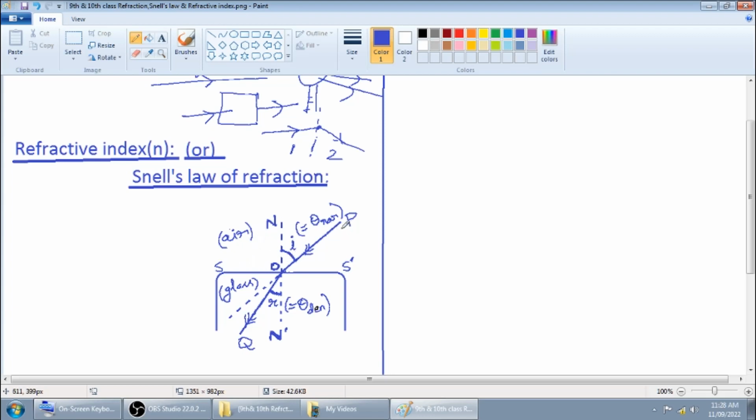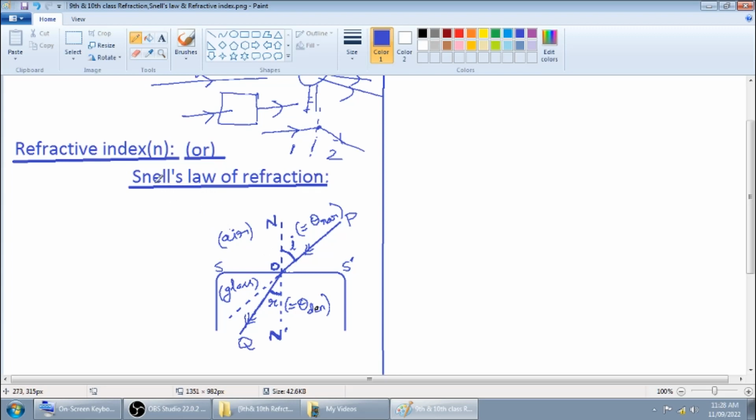Now light can be made to pass from air into glass. So just by looking at the diagram, very easily what is happening in the real life situation can be understood. And from such careful observations of real life situations only, great scientists have given great laws.